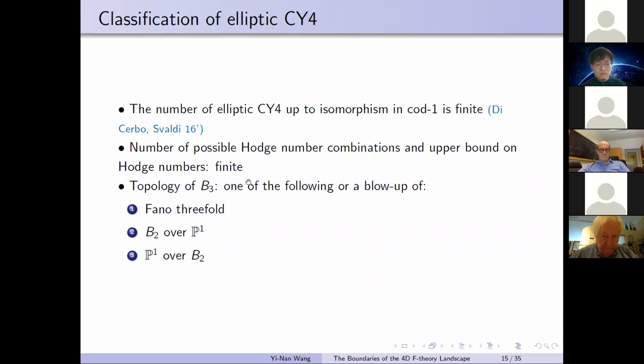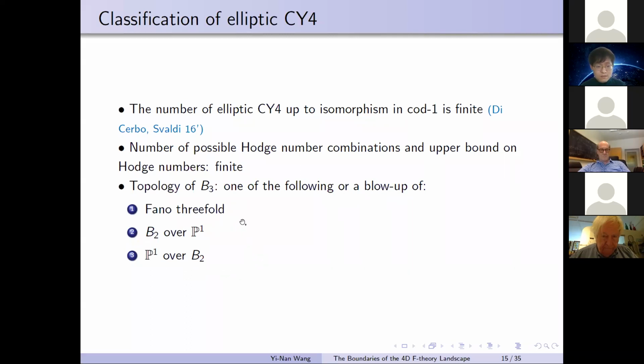And for the topology of the base threefold, this follows Fano's law in the minimal model program of algebraic geometry. So this B3 has to be one of the following: a Fano threefold, or a blow up of either a Fano threefold, or a B2 complex surface fibered over P1, or a P1 fibered over B2. So this is basically what is known mathematically on this subject, which is kind of limited.